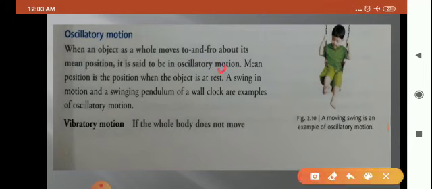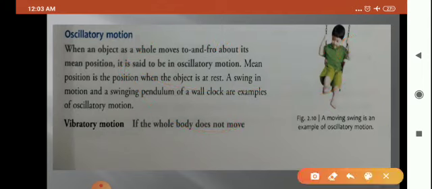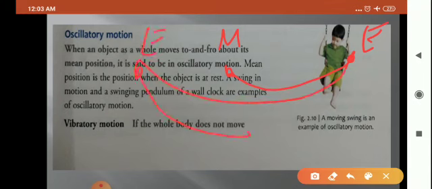First of all, the object is at mean position, then it will move to extreme. This is your mean position, then extreme position, then again it will go to the other extreme position, and then again it will come to mean position. So this is known as your to and fro motion. Again I am making this diagram. What is your to and fro motion? Like this, mean position, then extreme position, then going back to the other extreme position, and then again coming back to mean position. This is your to and fro motion.